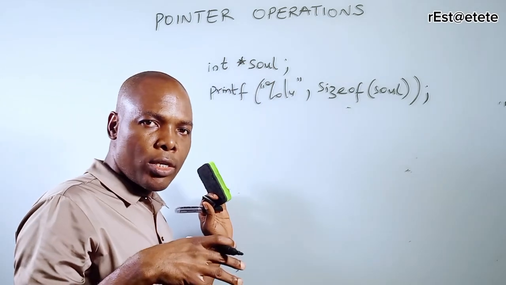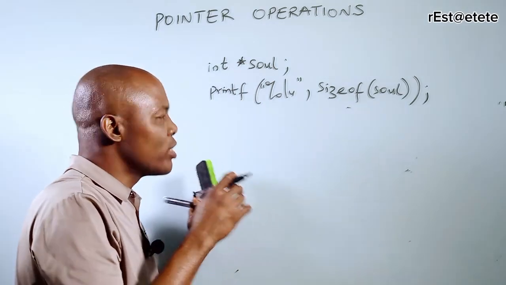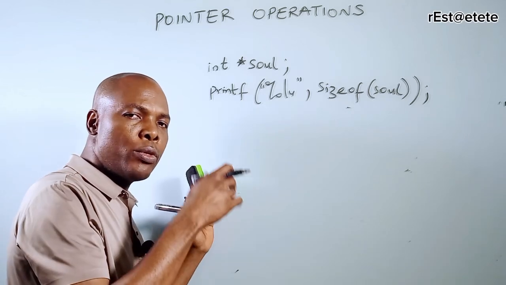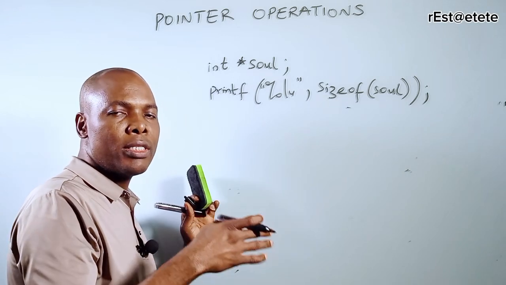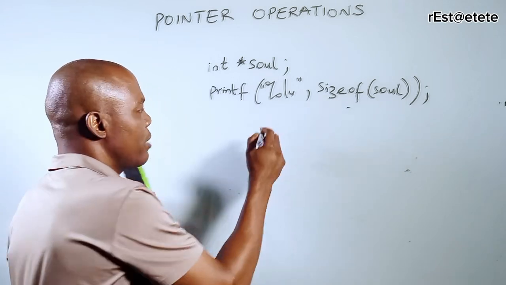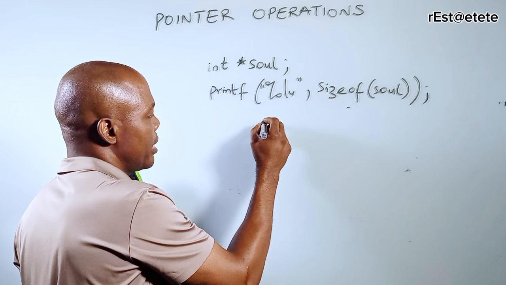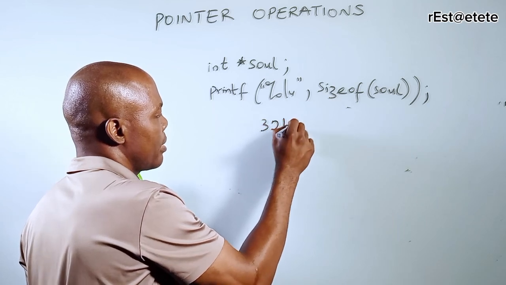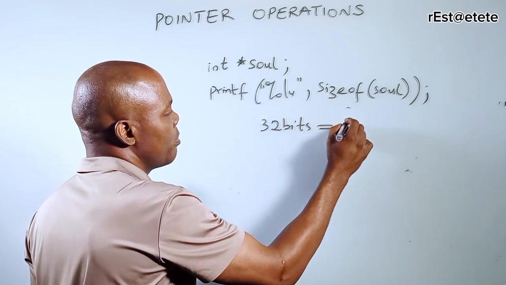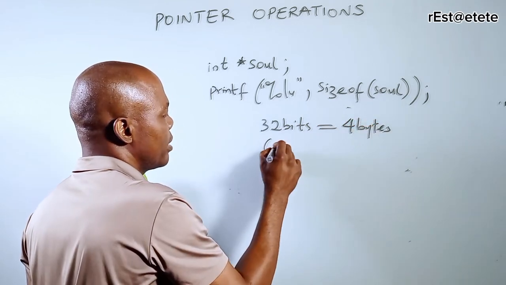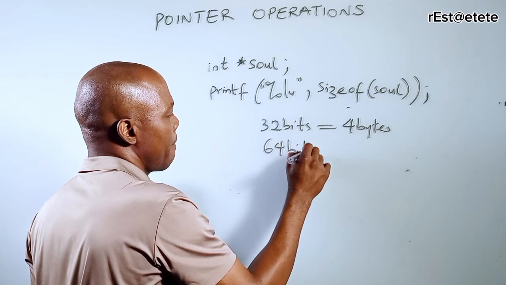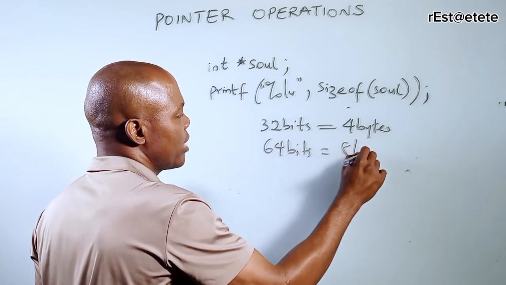Now, the size of a pointer is not the size of the variable that it is pointing to. The size of a pointer depends on the system architecture. So if I have a 32-bit system, it gives me pointer size as 4 bytes. If I have a 64-bit system, it gives me pointer size as what? 8 bytes.